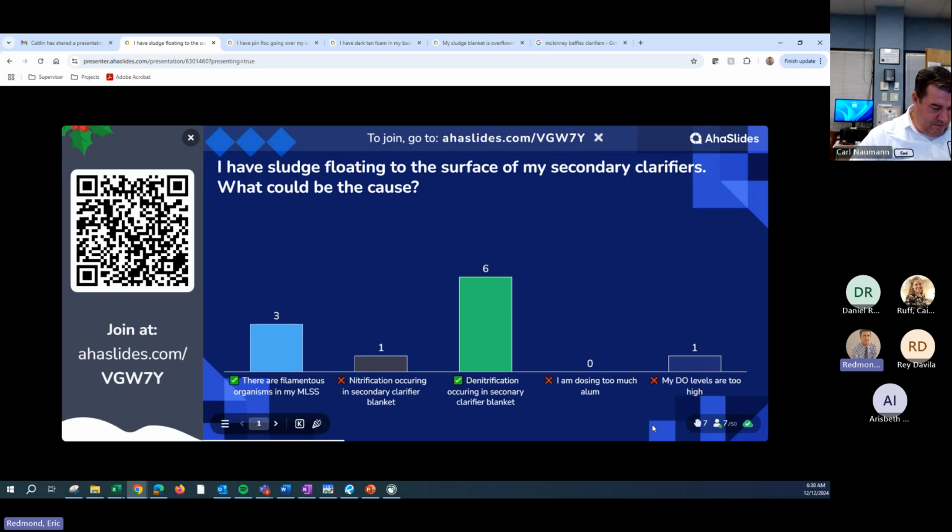The two right answers are there are filamentous organisms in my mixed liquor, and there's denitrification occurring in the secondary blanket. Let's go over each of these. If we have filamentous organisms in the clarifiers, why is that going to cause sludge to float to the surface? If we have too many filaments, they start creating kind of like umbrellas, and those umbrellas don't settle well, so some of it floats to the surface.